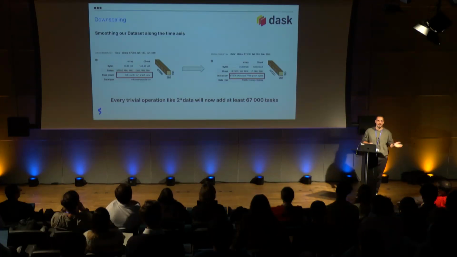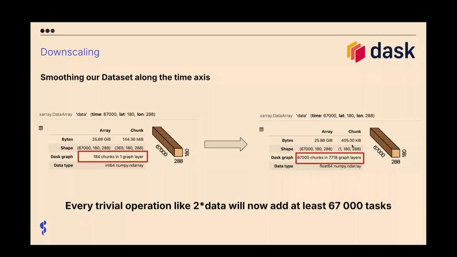With this, we went back to the drawing board. Just to tell you the scale of the problem: we started out with roughly 180 chunks, and we ended up with 67,000 chunks. So even if you just multiplied this data by 2, we'd have another 67,000 tasks that we have to send over and compute. And those are tiny. Recommendations for Dask in general are to use maybe 100 megabytes per task, definitely not 400 kilobytes.